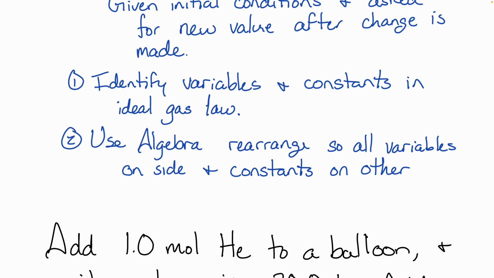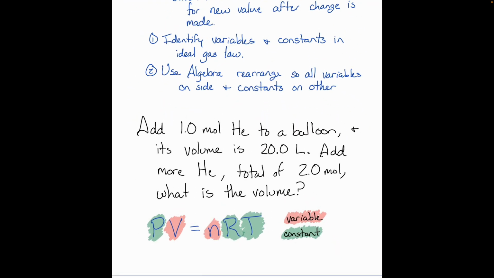Cool. All right, so I want everybody to take a second. Given our ideal gas law, given that we've indicated that volume and number of moles are variables, but the rest of them are being held constant, rearrange this equation so that all the variables are on one side and all the constants are on the other.